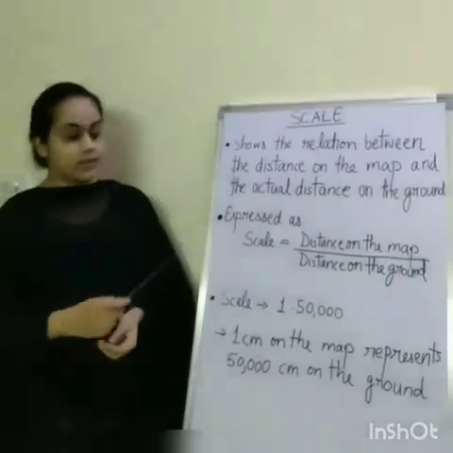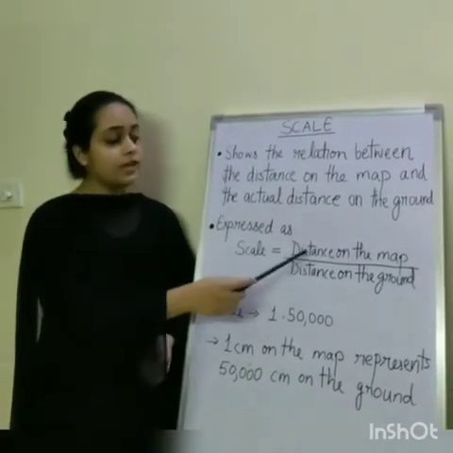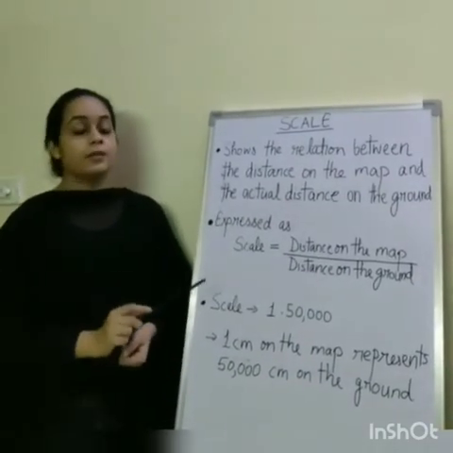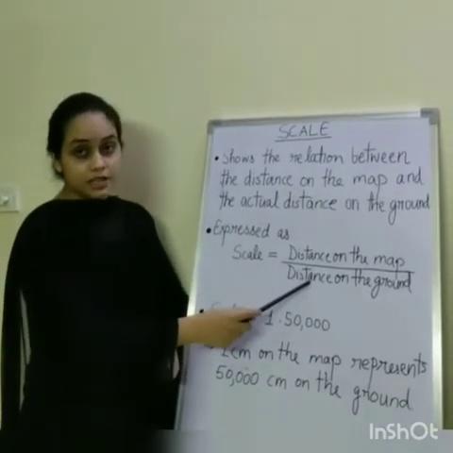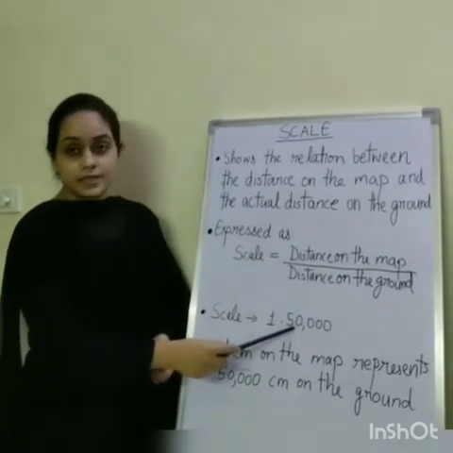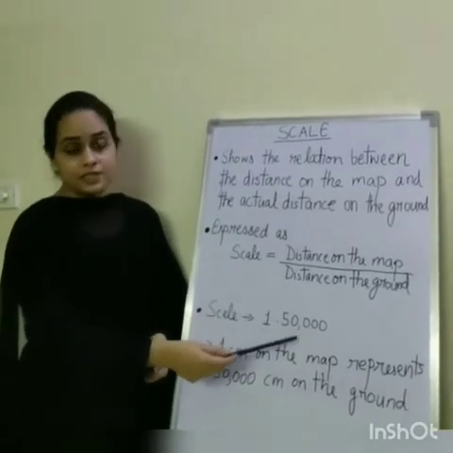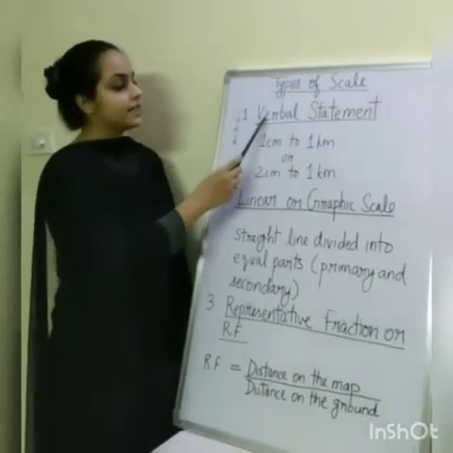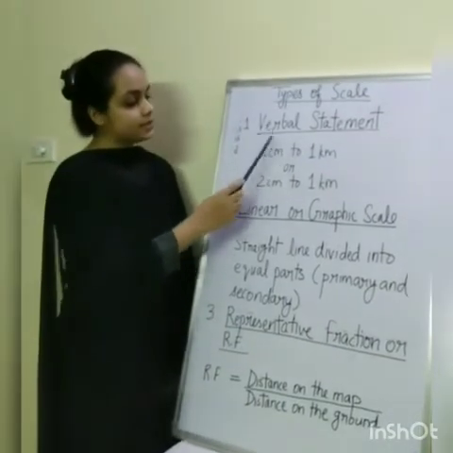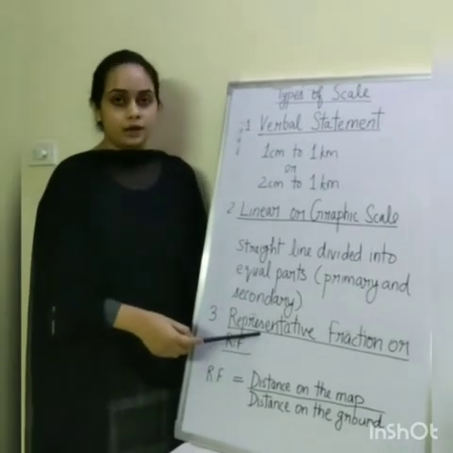Earth's surface. For example, if the scale has been given as 1:50,000 or 1/50,000, that would mean that 1 centimeter on the map is representing or showing 50,000 centimeters on the ground, or 1 inch on the map is representing 50,000 inches on the ground. Scale is of 3 types: verbal statement, linear or graphic scale, and representative fraction or RF.